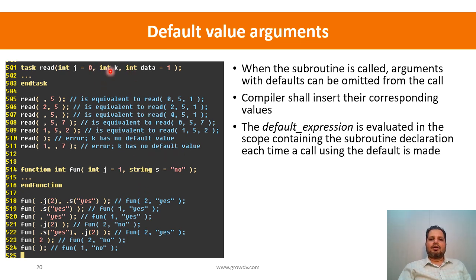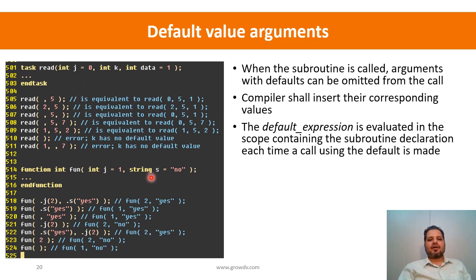And this default value that I have shown over here in this example are constants, but they can be expressions as well. And if they are expressions, then every time the subroutine gets called, the expression will get evaluated. Okay, and then those values will be made available as default values.